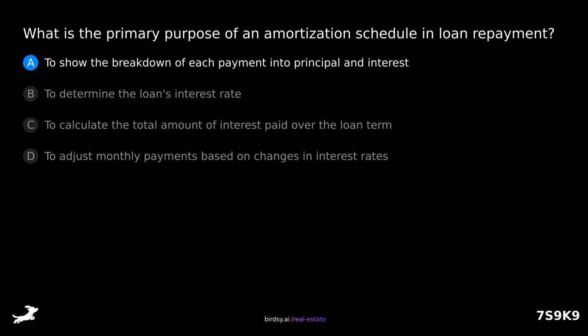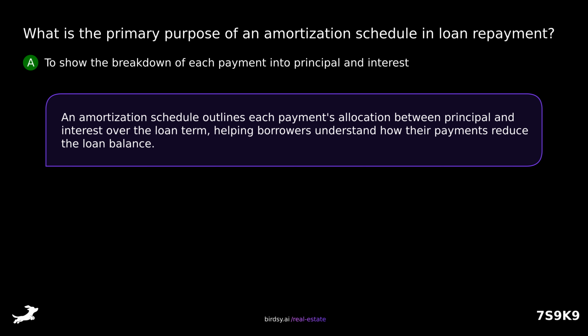Is it A, to show the breakdown of each payment into principal and interest? B, to determine the loan's interest rate? C, to calculate the total amount of interest paid over the loan term? Or D, to adjust monthly payments based on changes in interest rates? The correct answer is A, to show the breakdown of each payment into principal and interest. An amortization schedule outlines each payment's allocation between principal and interest over the loan term, helping borrowers understand how their payments reduce the loan balance.